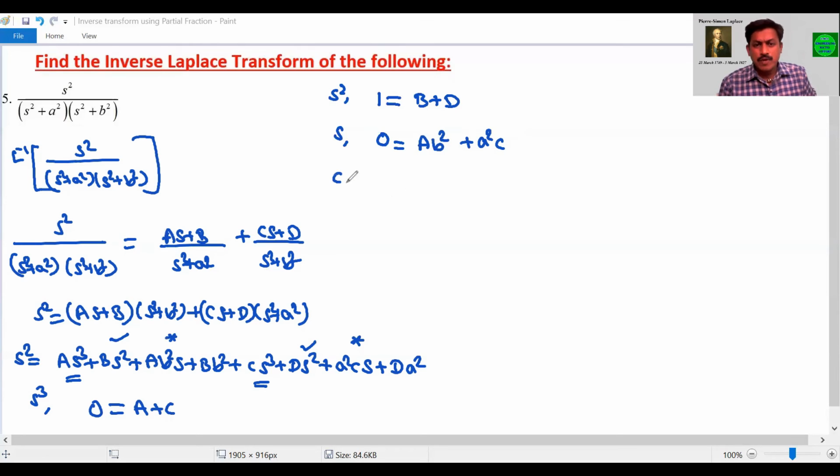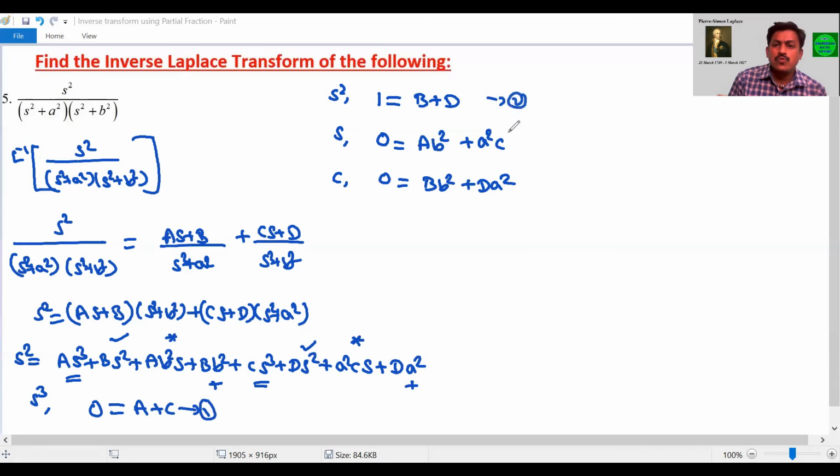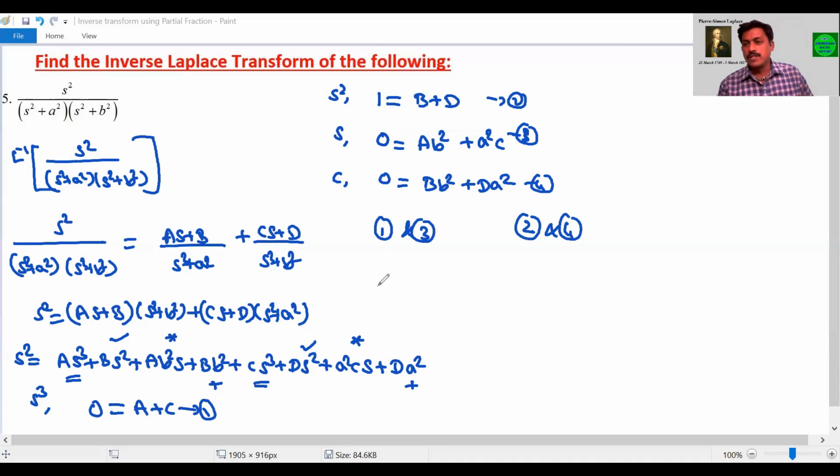So finally, if you compare the constants, on the left side there is no constant, so 0. On the right side, if you observe, you will get b square and d a square. If you name these equations as 1, 2, 3 and 4, now 1 and 3 we can solve, as well as 2 and 4. If you observe 1 and 3, the left hand side is 0, therefore your a value is 0 as well as c value is 0.